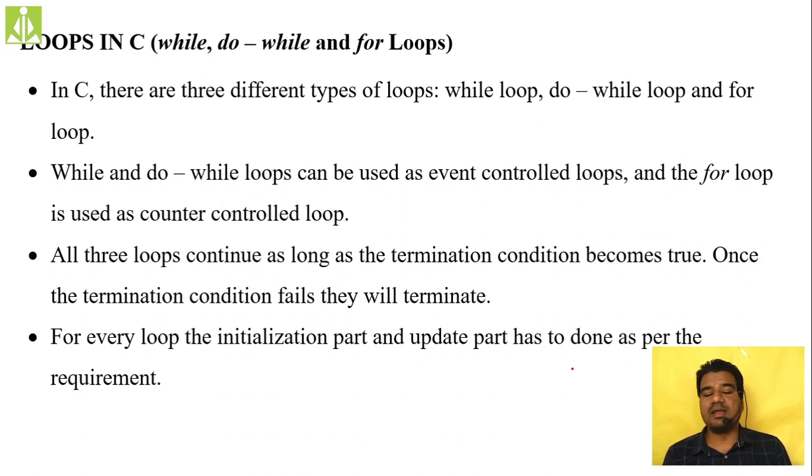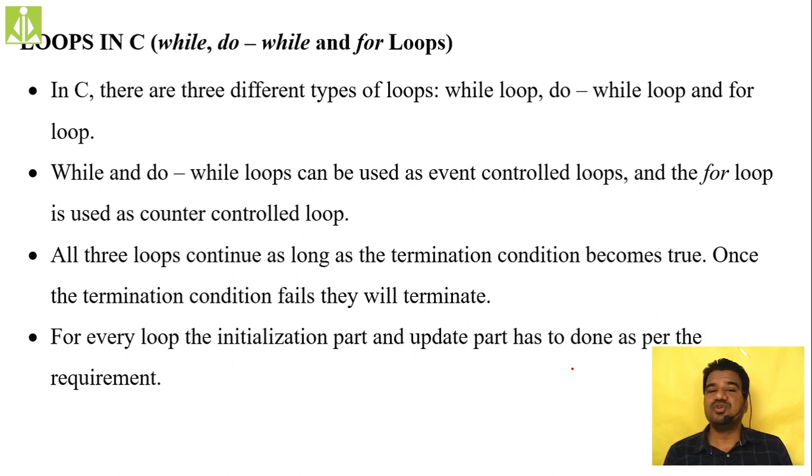While and do while can be used as event controlled loops, because we are framing the condition, and that condition change sometimes depends on the events. If you want to control the loops based on events, what events are and how we can handle them is a higher level language concept. Event control we don't have over here. So simply remember, event controlled loops are your while loop and do while loop.